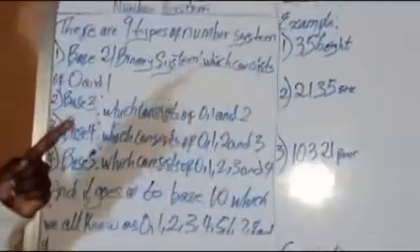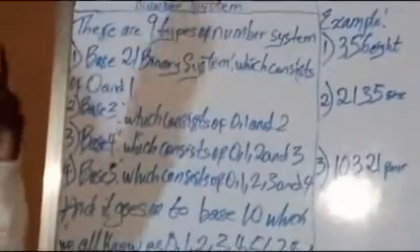Now I'll be teaching JS1 mathematics, and the topic I'll be teaching them is number system. There are 9 types of number system, but I can't mention them all. The one we'll go for is number 1, base 2 or binary system, which consists of 0 and 1. Base 2 cannot reach 2. That is why it's called base 2.